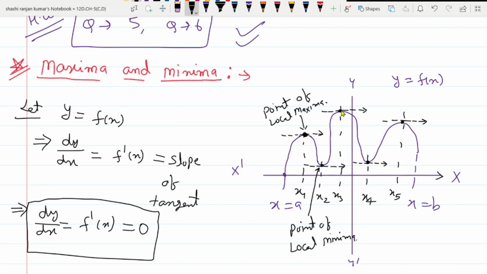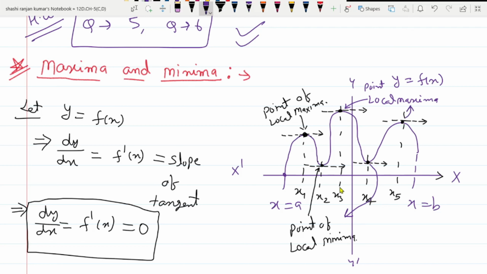Similarly, you can see this point. This point again is the highest in its neighborhood, so we can say this is the point of local maxima. So now hopefully you get the concept of what local maxima and local minima are. This is the point of local minima, and this is the point of local maxima.